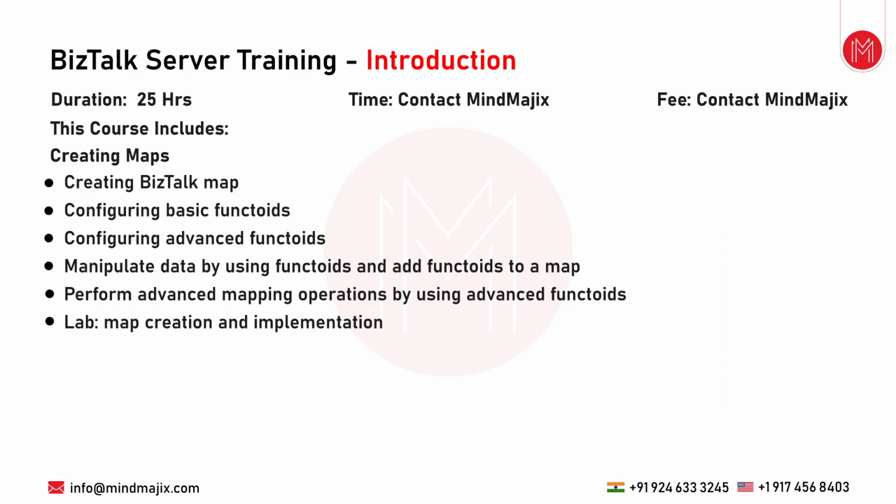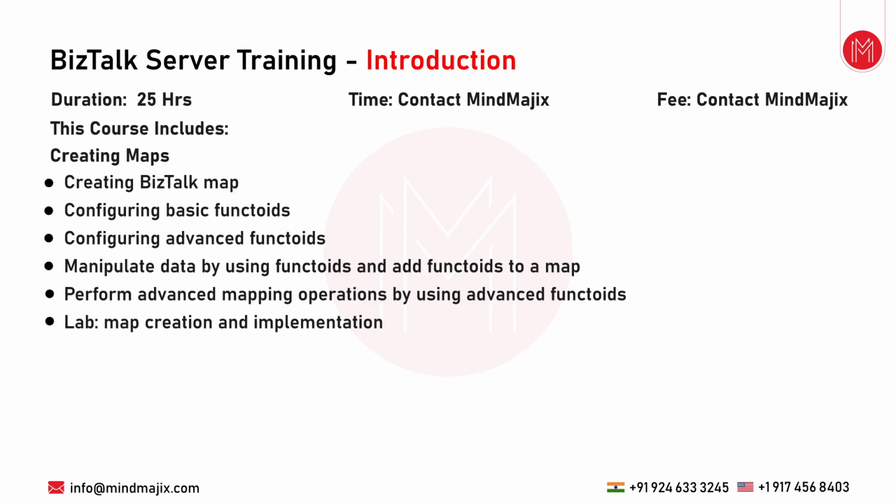Configure advanced functionality. We have some advanced functionality like string, boolean, and tables. These functions help you provide easier transformation. Next is manipulating data by using a functoid, or adding a functoid to a map. If we need to modify some input message, like we are receiving two elements, first name and last name, but at the destination schema you want only one field, name, then you have to concatenate both strings into one. That time we can use the functoid and manipulate the data we are receiving at the source schema.